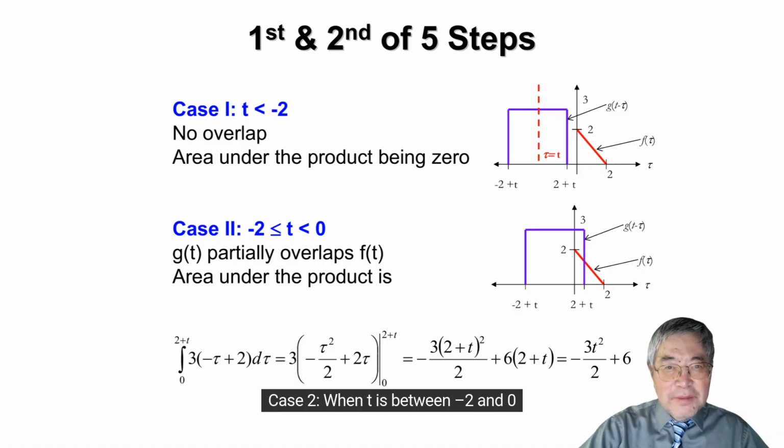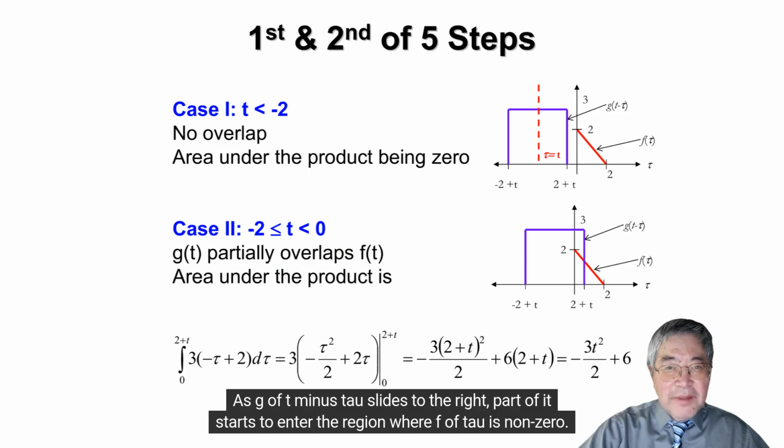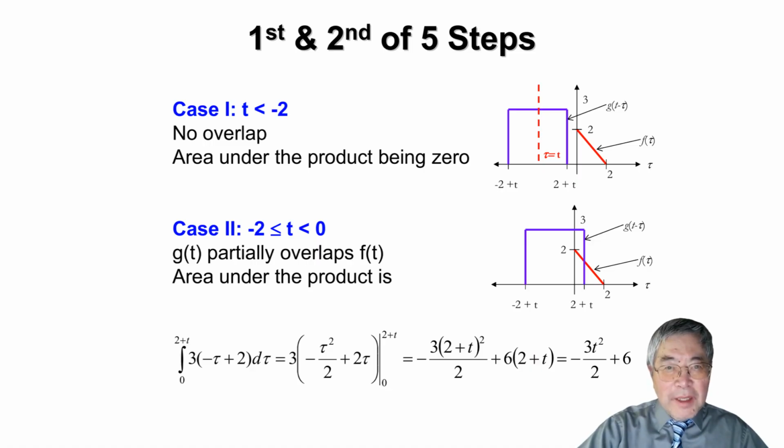Case 2, when t is between 2 and 0. Now we begin to see partial overlap. As g of t minus tau slides to the right, part of it starts to enter the region where f of tau is non-zero. Let's break this down mathematically.